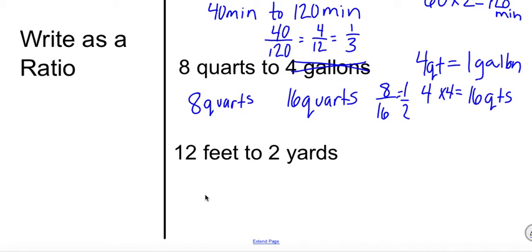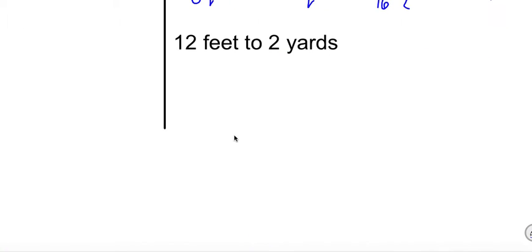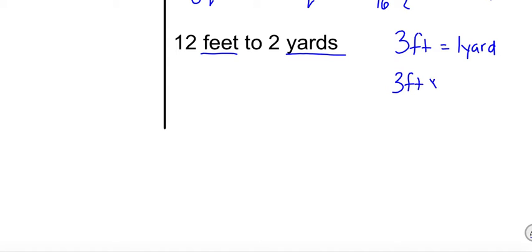Last problem, go ahead and pause the screen, try it yourself, come back and see how you do. Notice I'm comparing feet to yards. I know, again, using that conversion in the back of my planner, that there are 3 feet in 1 yard. If I have 2 yards, it means I need to take this 3 feet times 2, and that equals 6 feet. So I can get rid of this 2 yards, and that is the same as 6 feet.